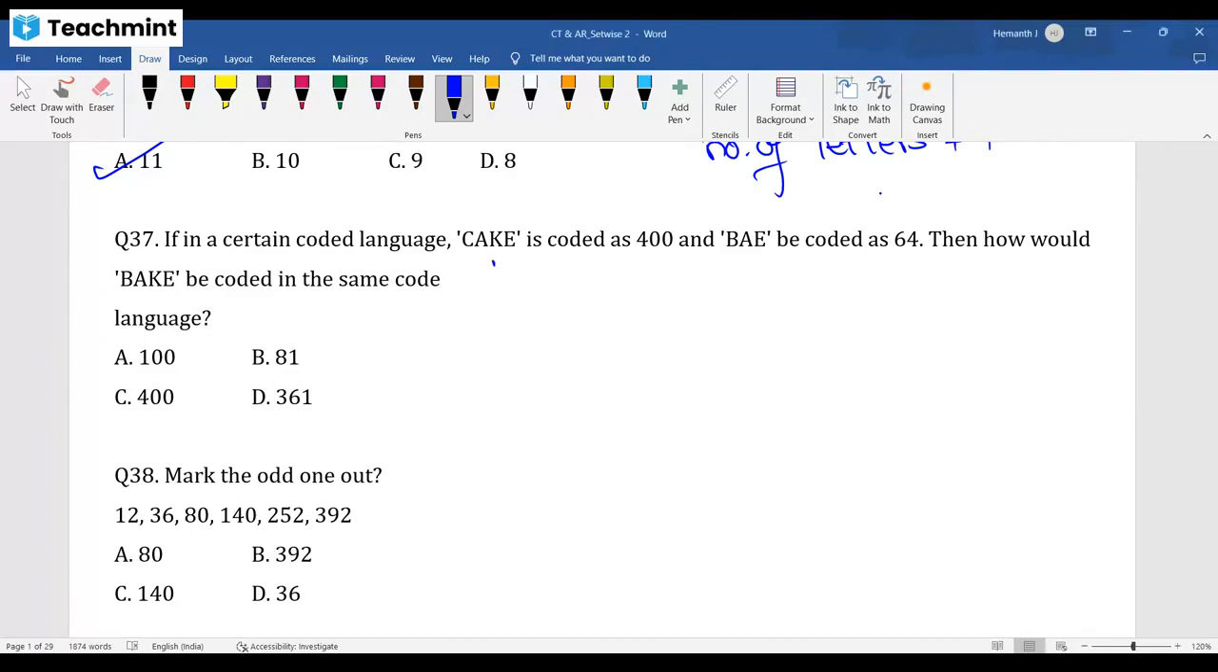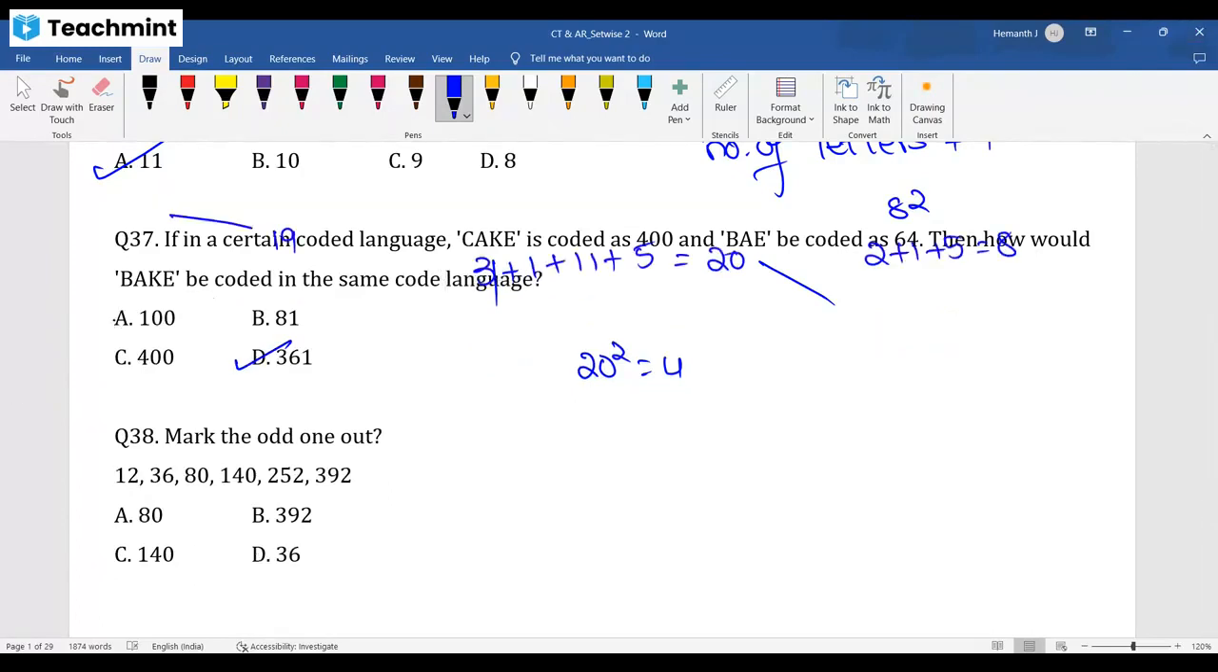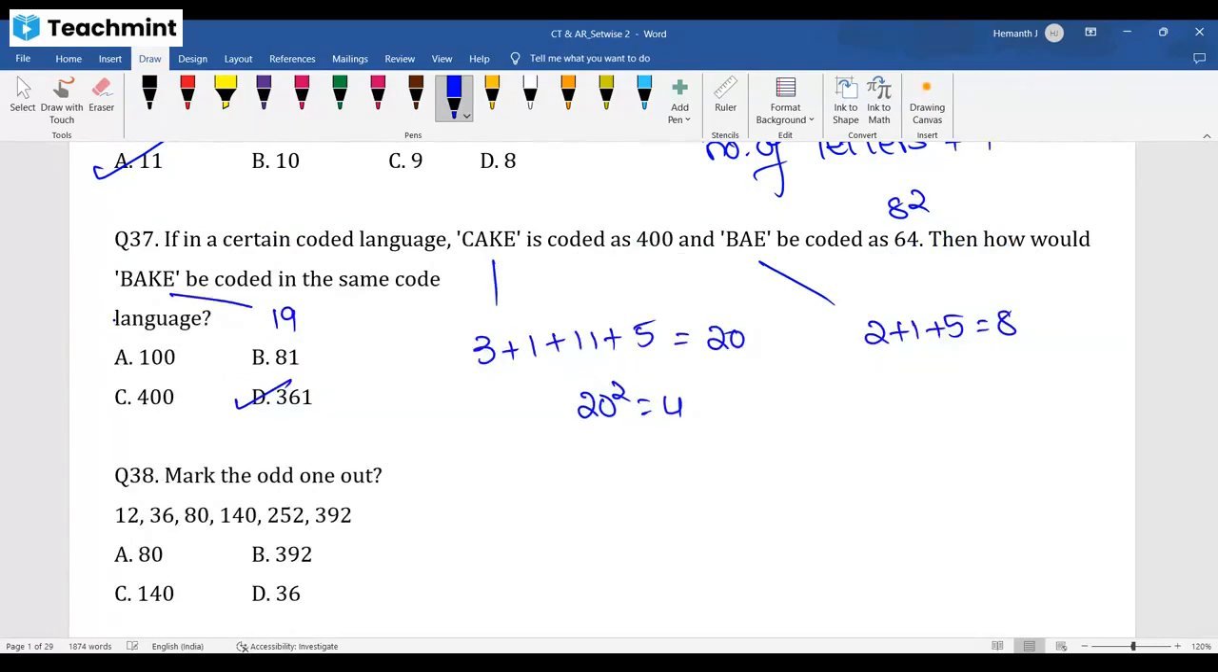Next one. So C 3, A 1, K 11, E 5. Adding all, we got 20. So 20 square is 400. Then B 2, A 1, E 5 is 2 plus 1 plus 5, 8. 8 square is 64. Bake will be 19: 19 square is 361. Bake is nothing but 19, so we'll get 19 square as 361.